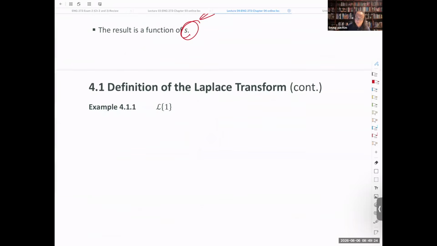So let's do this. Let's find the Laplace transform of 1. Basically, we're going to use the definition of the Laplace transform. We said the definition is the integral of e to the negative st times f of t dt, and whatever function I ask you to transform, we're going to put in here. So that is basically the integral of e to the negative st dt.